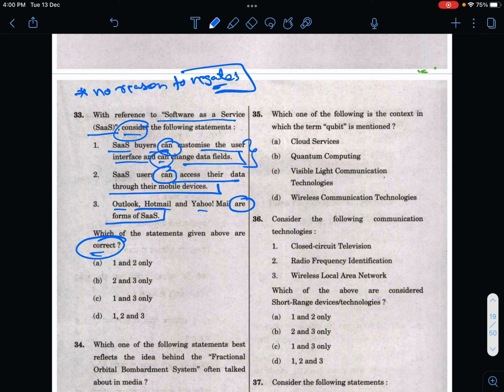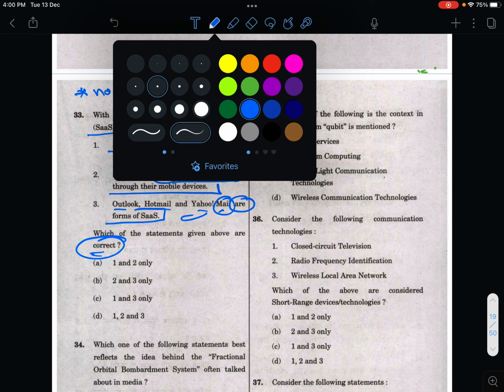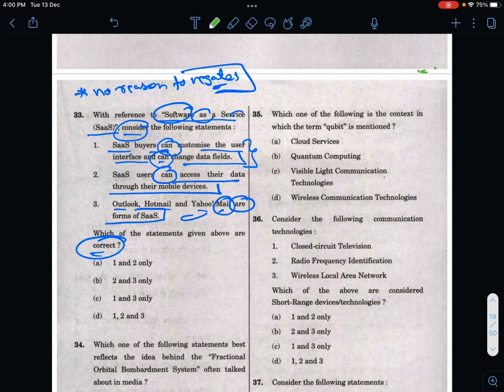So logically also, it makes sense. Software as a service, and these email platforms are software which provide the users a certain service, which is the service of an email. So again, with logical reasoning, with common sense, since this question has not directly come from a standard source, common sense tells me that these three are positive statements. These three I don't have a strong reason to negate. No strong reason to negate.